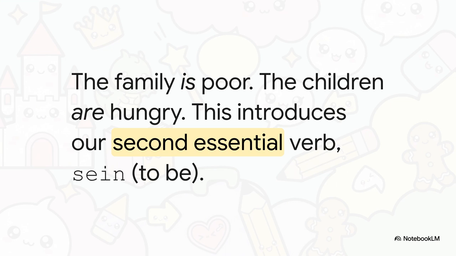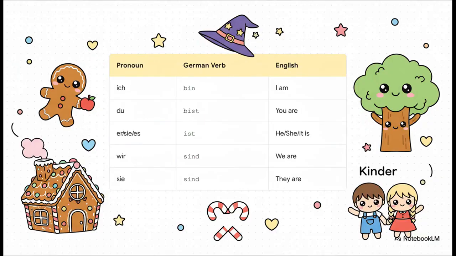But what about what they are? The family is poor. The children are hungry. And all those is and are words bring us to our next powerhouse verb, to be. And that verb is sein, to be. Now, I'm going to be honest, sein is a bit of a weird one. It's irregular, which means you pretty much just have to memorize its forms. But hey, you've already seen it. Remember, er ist Hansel? He is Hansel, and wir sind Kinder. We are children. This verb is all about describing who or what something or someone is.